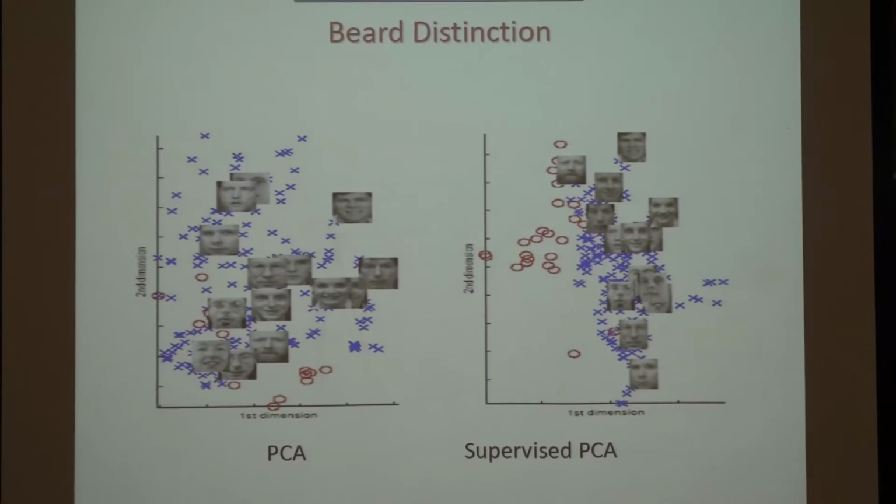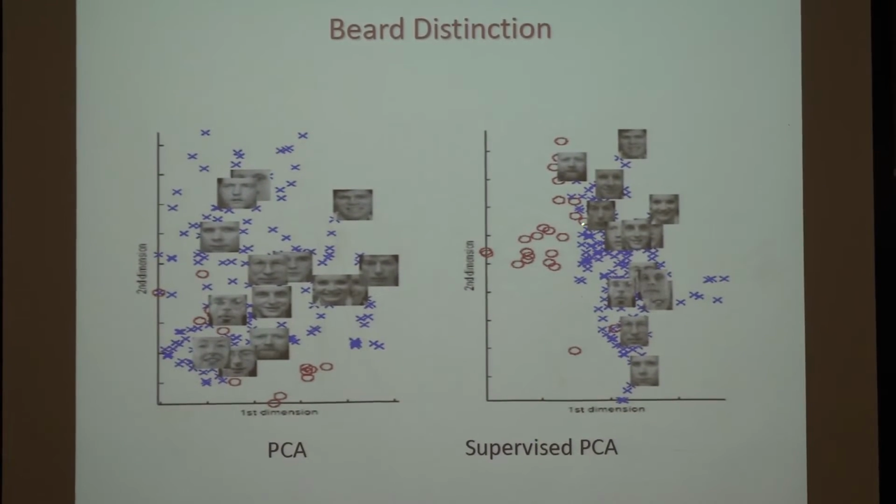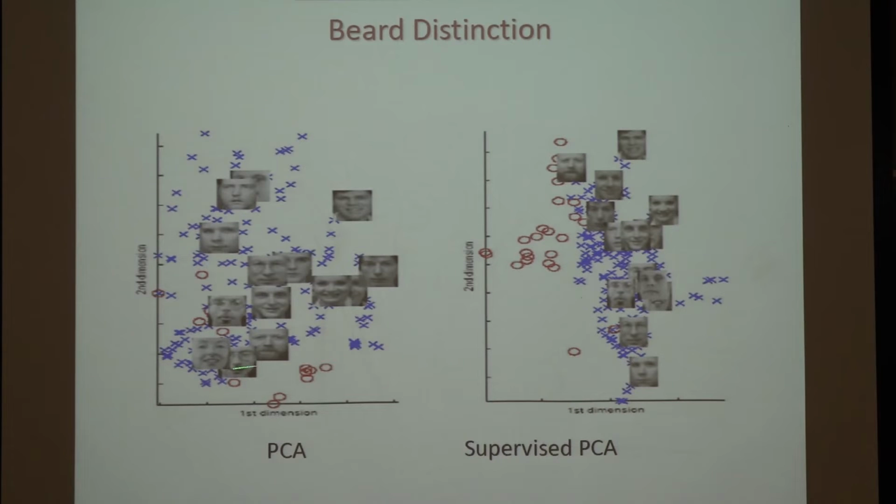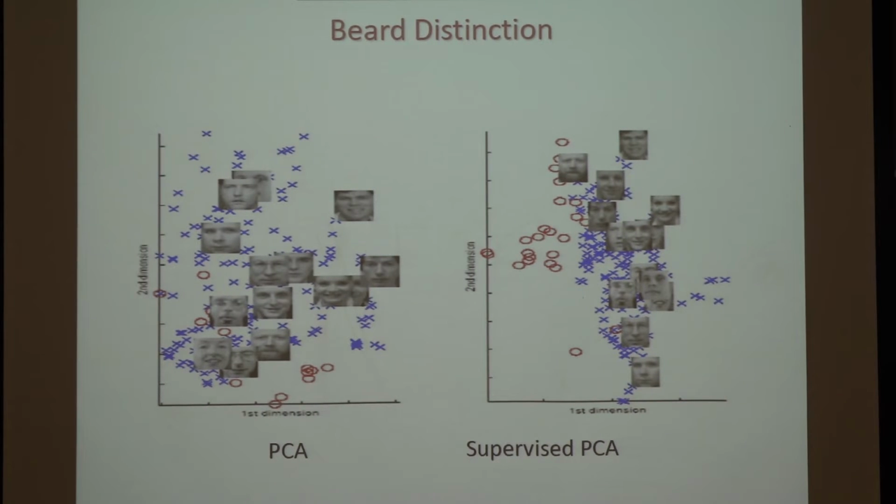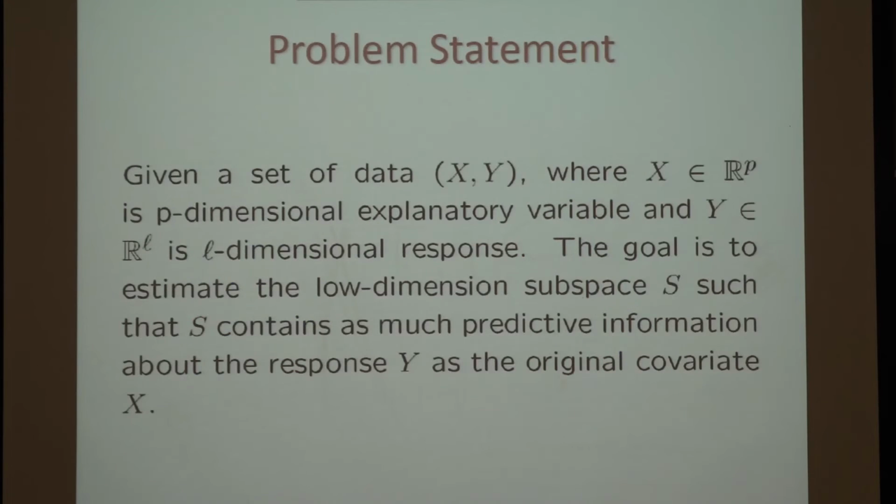Or I want to do beard, you know, I can map it this way. But as I said, PCA is blind with respect to the direction of variation, which is in my mind for classification. I want to guide PCA towards the direction of variation that I have in mind for classification. Okay, so this is basically the formal problem statement that we are trying to solve.